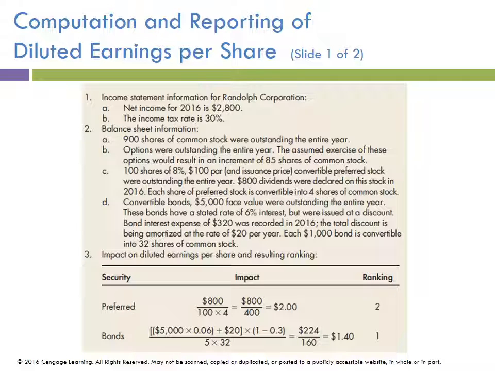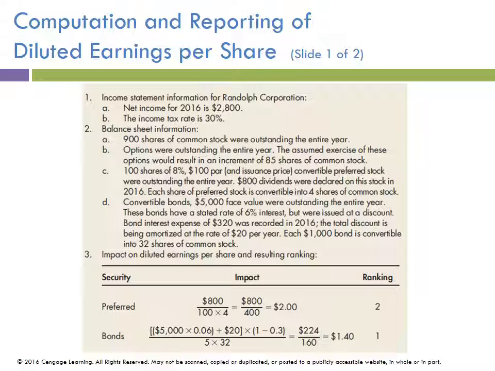The company has 100 shares of 8%, $100 par convertible preferred stock outstanding the entire year. $800 in dividends were declared on this stock. Each share of preferred stock is convertible into 4 shares of common. So 100 shares, and there was an $800 dividend. I have to jot this down.